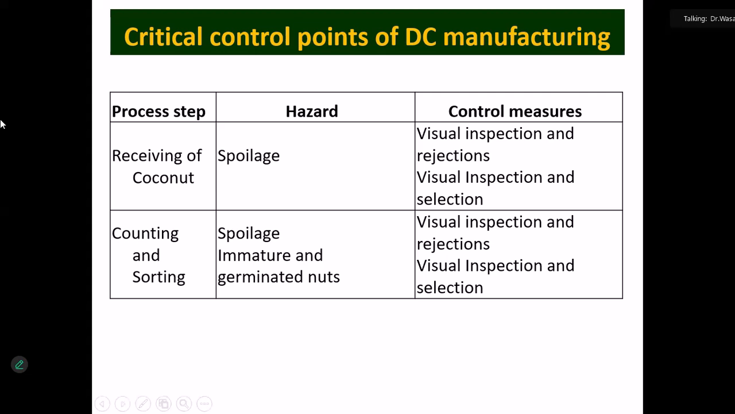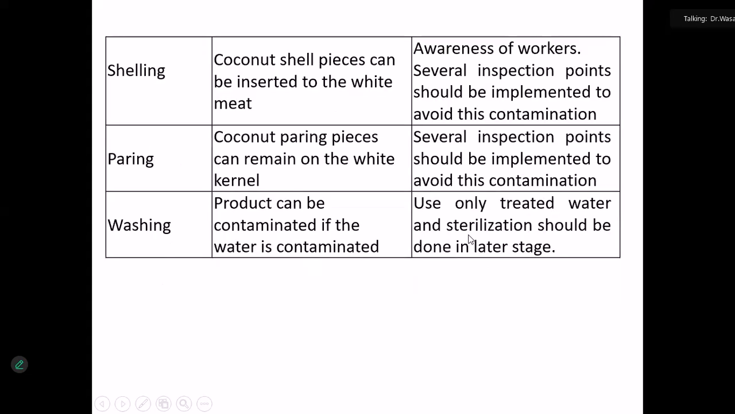Now what is the first step? Receiving of coconut. So what is the hazard? Spoiling. So what do you do? Visual inspection and rejection. Only select good ones. Second step, counting and storing. There is spoilage, immature, germinated, all must be removed. Same principle. Next one, selling.